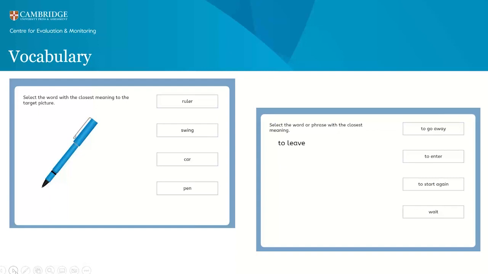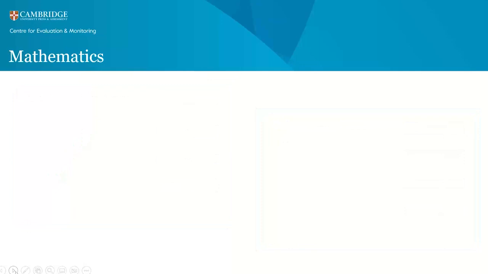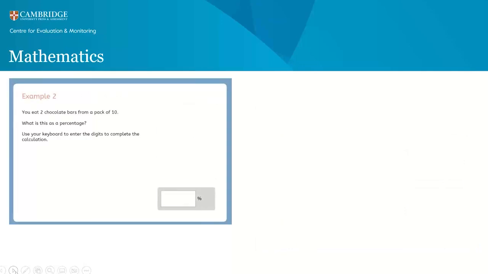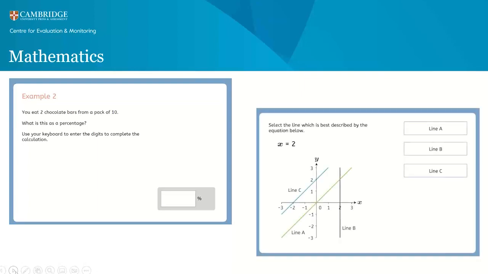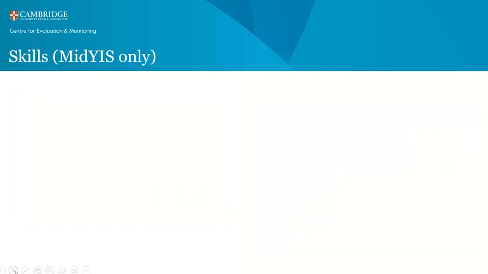Now these look quite simple, but the questions do get much more difficult than this as the students work through the assessment. In the maths section, they might be required to do some calculations and type their answer into the box. So for example, calculate a percentage, or they might be asked to interpret charts and graphs as well, and choose the correct multiple choice answer.